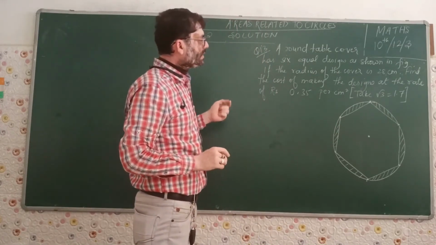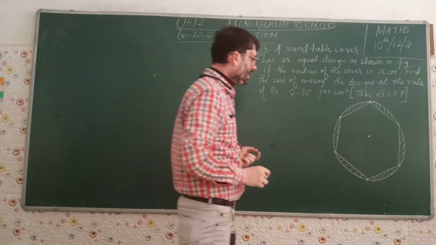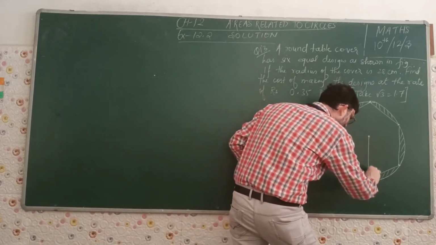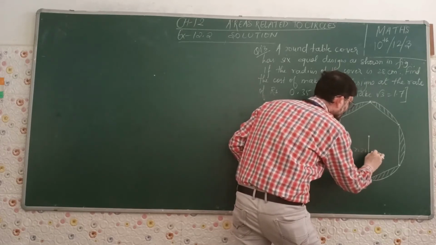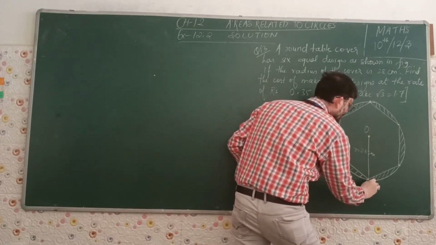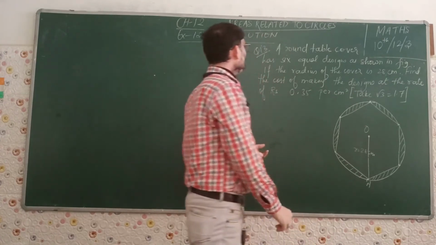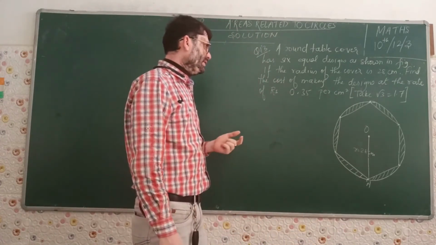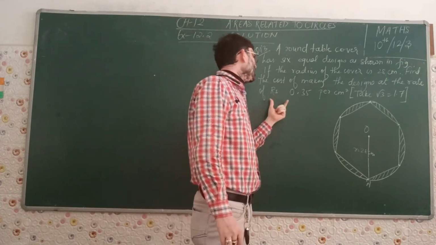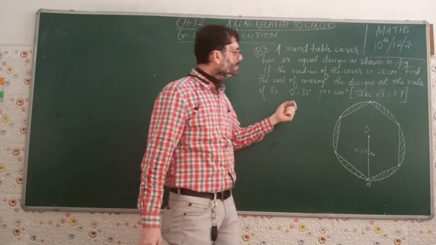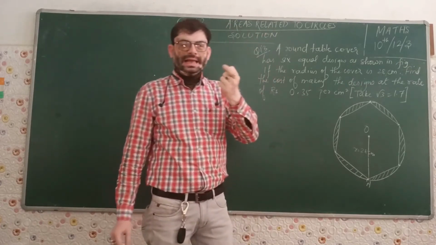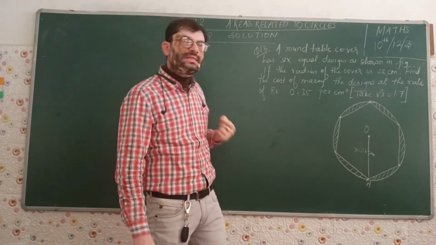And the radius of the cover is 28 centimeter, so let us consider the radius of the cover. R is equal to 28 centimeter. Let us name the center O. This has A. Find the cost of making the designs. We need to find the cost of making the designs at the rate of rupees 0.35 per centimeter square. That means first of all we need to find the total area of the design.